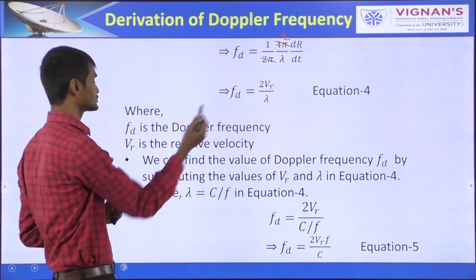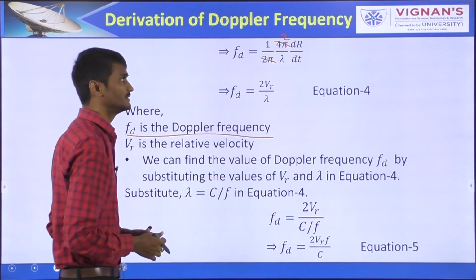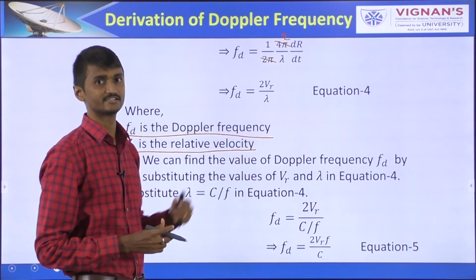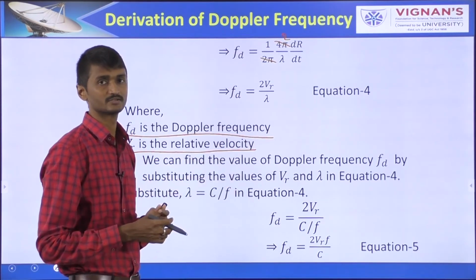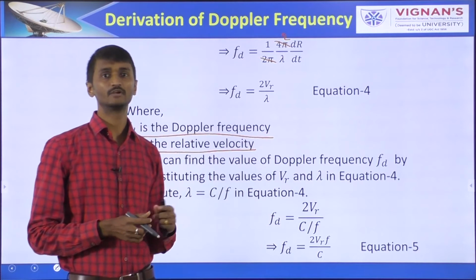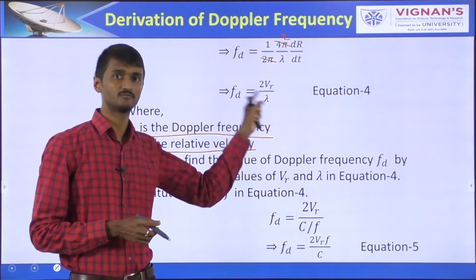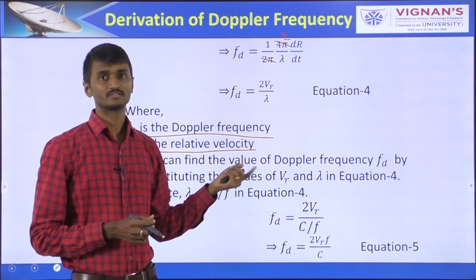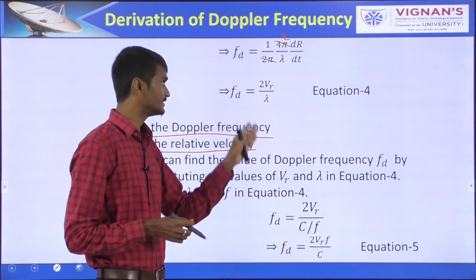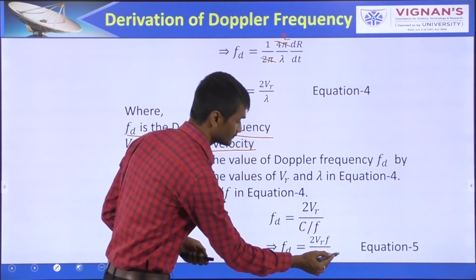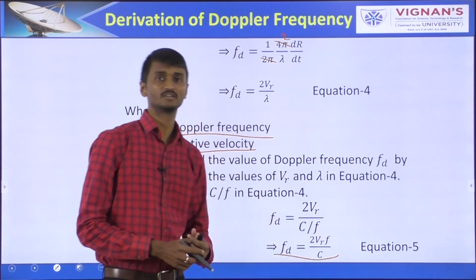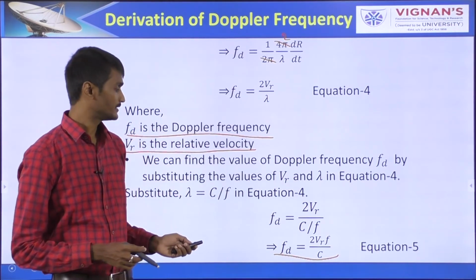Here fd is the Doppler frequency and vr is the relative velocity of the target, because we are in moving target conditions. We can find the value of the Doppler frequency fd by substituting vr and lambda in equation 4. We know lambda equals c by f, so substituting lambda equals c by f in equation 4, fd becomes 2 vr f by c. That will be equation 5.